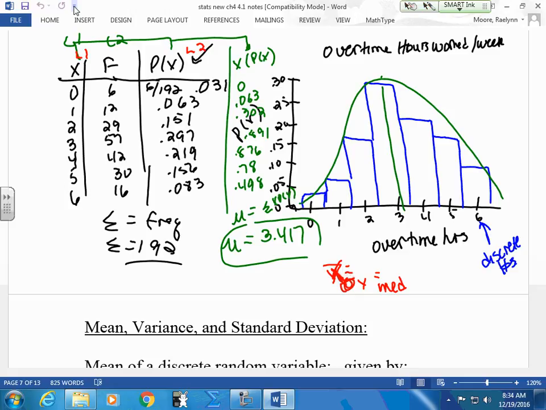So the green, let me put the mean and the standard deviation. And find me the sample standard deviation too, if you will.